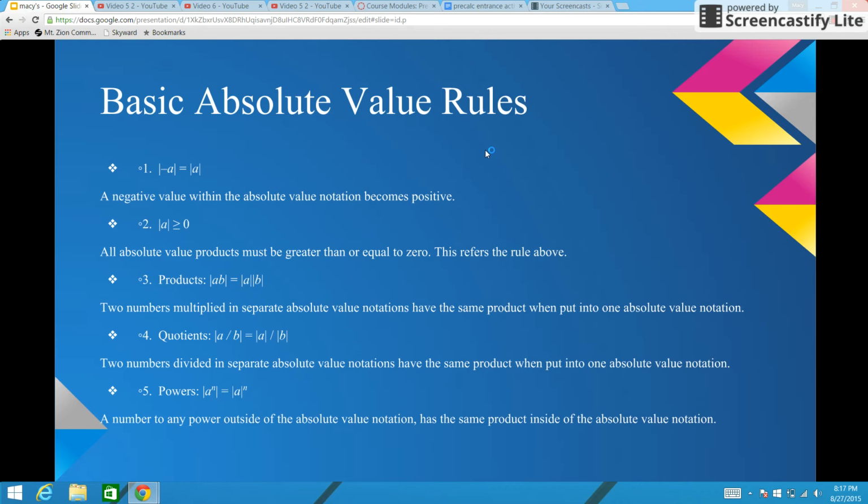For number three, the product of two numbers multiplied in separate absolute value notation is going to have the same product when put into one absolute value notation. And it is the same for division, except the quotients are going to be the same. For a power, any number to a power outside of the absolute value notation is going to be the same as if it were inside the absolute value notation.